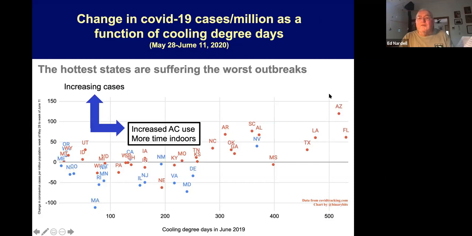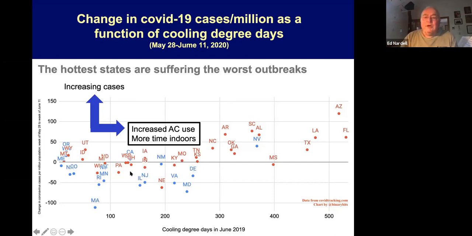There we go. You see in the states that required the most cooling are the hot states: Arizona, Florida, Louisiana, Texas, and lo and behold, they seem to be on the upper end of increases in COVID. And the cooler states, Massachusetts included, Rhode Island, et cetera, tended to be in the lower end of actually having cases go down in June after having had a lot of transmission in the winter months.